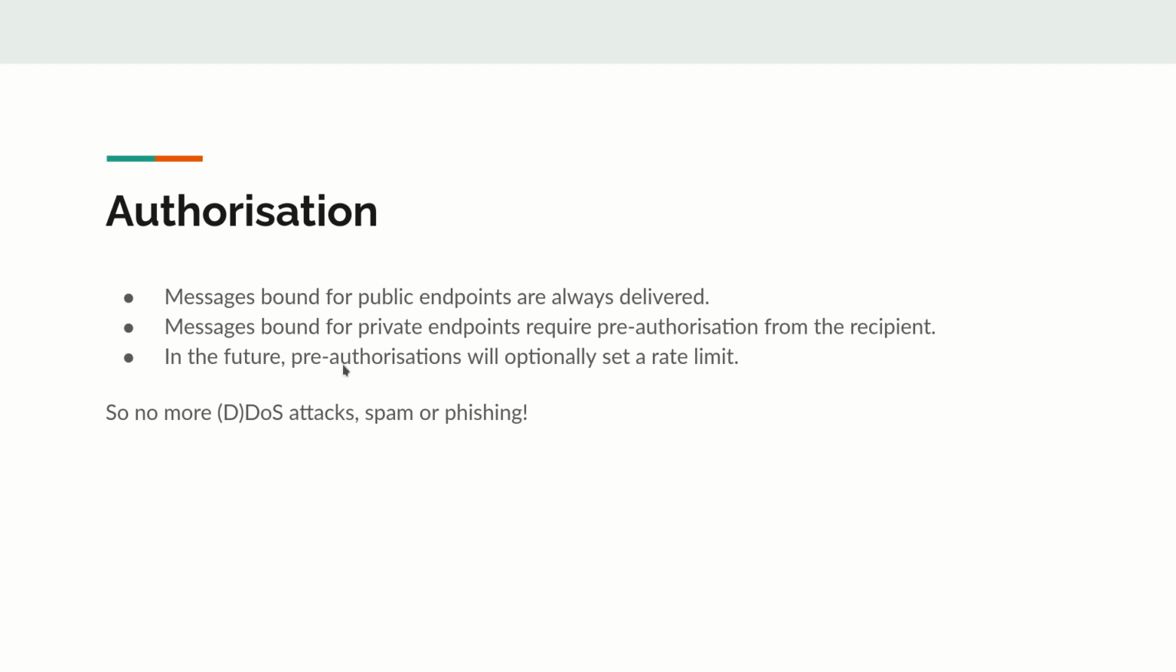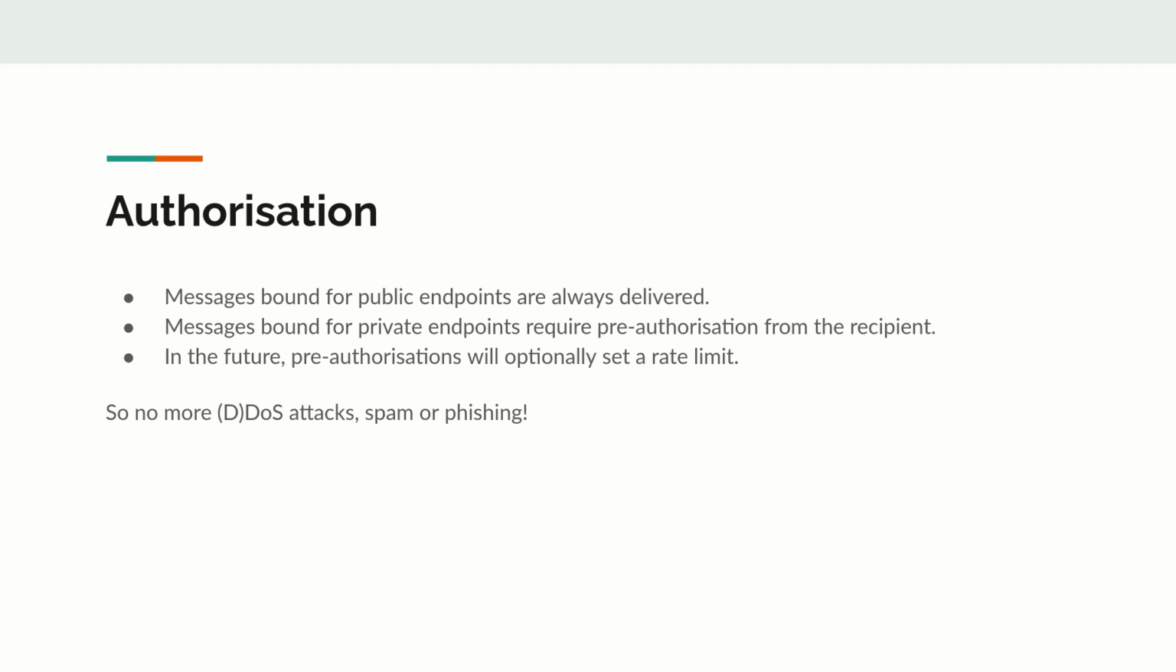Now, authorization, and this is one of the things that I'm the most excited about Relaynet personally. Messages bound for public endpoints like api.twitter.com/relaynet are always delivered. The fact that your service is using this URL means that you are willing, in principle, to receive any parcel from any gateway. However, you can change that. So if you use private endpoints, then gateways will be enforcing pre-authorization.